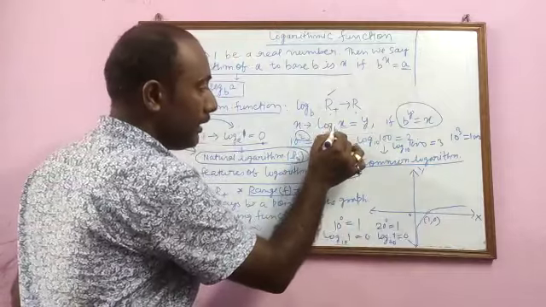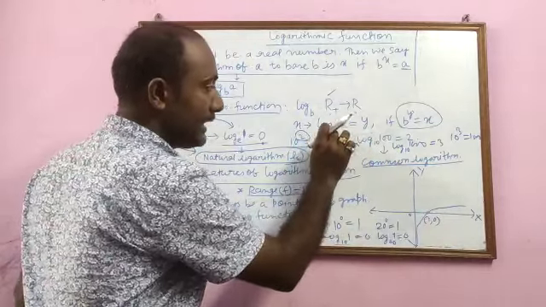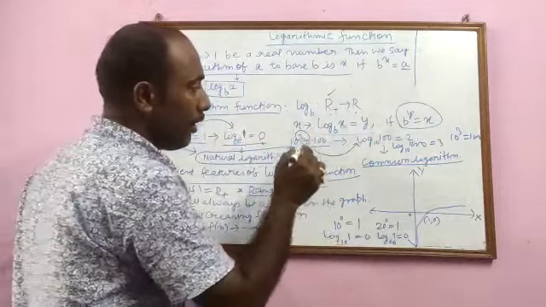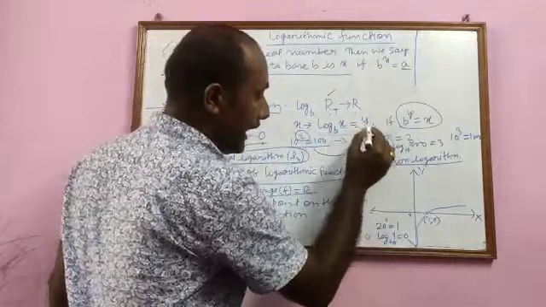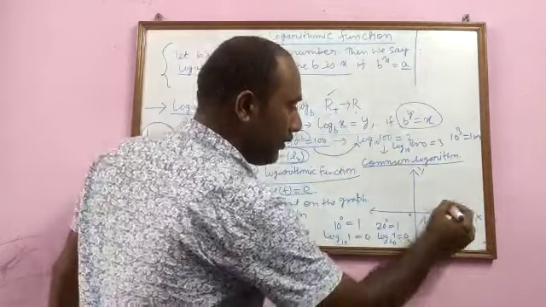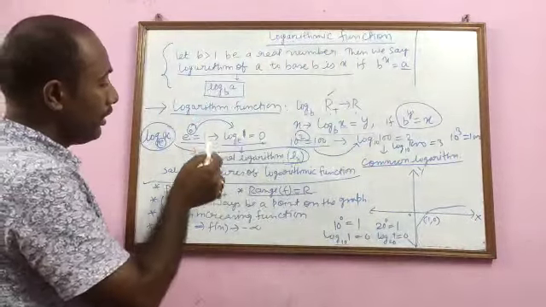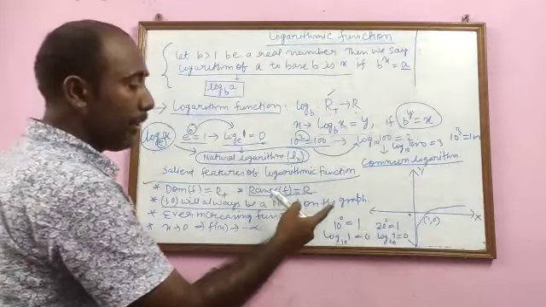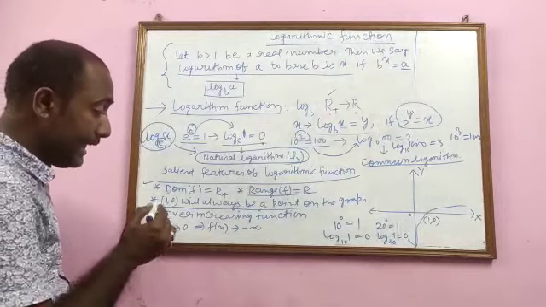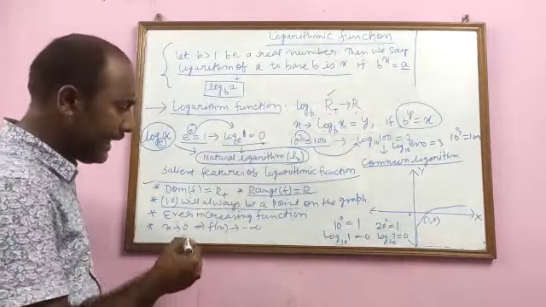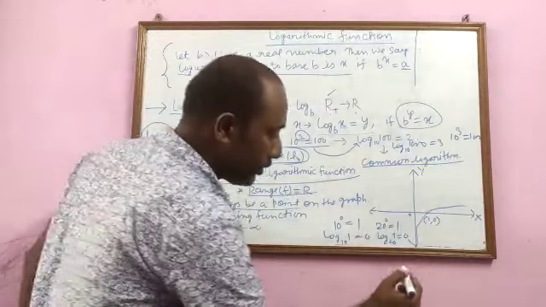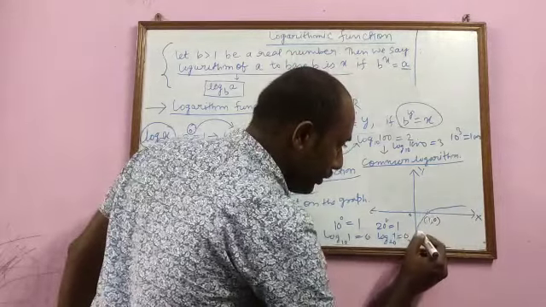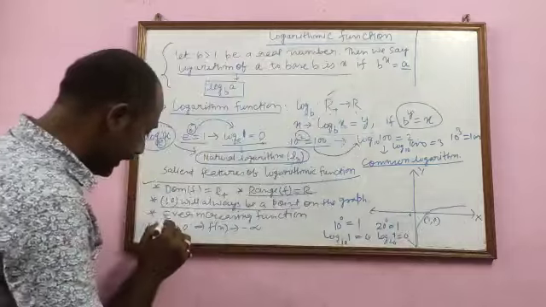Whenever you take x as 1, whether the base is e or 10 or any other real value, in all the cases you will get the value of y as 0. Therefore the graph will always pass through 1, 0 for a logarithmic function. So that is what I have written over here, that 1, 0 will always be a point on the graph. It is an ever increasing function. That means as the value of x increases, the value of y also increases.